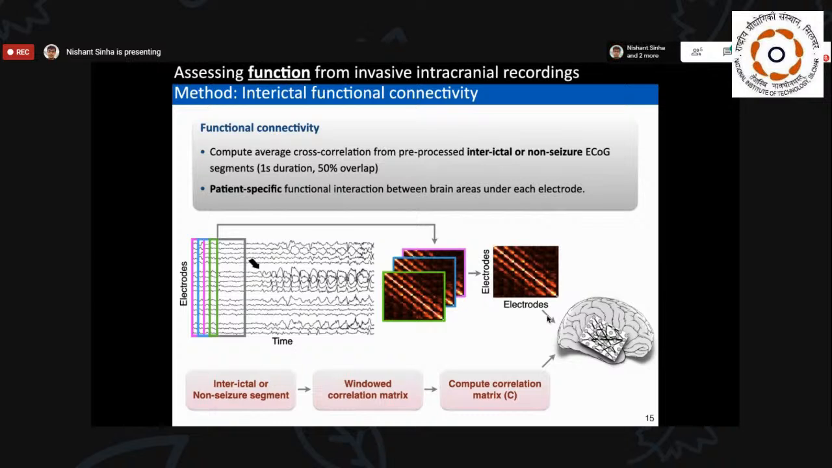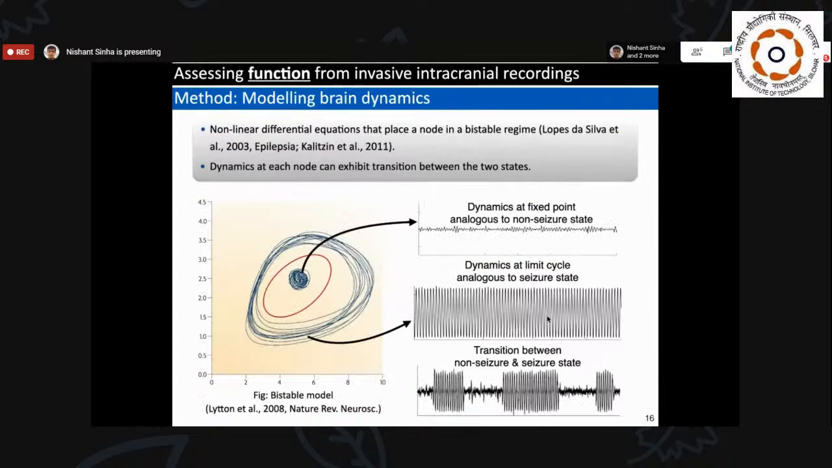Now, having obtained the functional connectivity, we next developed a computer model of the brain, which is essentially just a set of nonlinear differential equations. And the dynamics of this model, it is a bistable system, and the dynamics when it is placed at this fixed point would look something like this. And when the model is placed on the limit cycle over here, then there would be oscillations like this. And these two, fixed point and the limit cycle, are separated by a separatrix. And often the model will have a transition between the non-seizure and the seizure segment when it is driven by noise in this case.